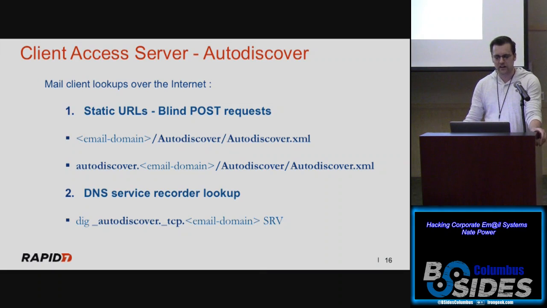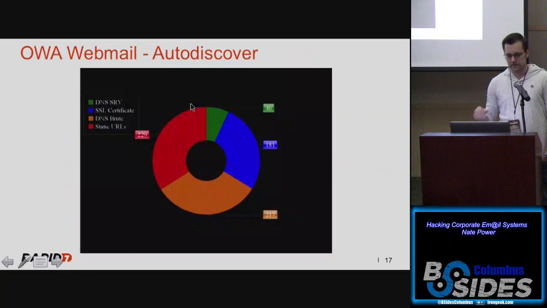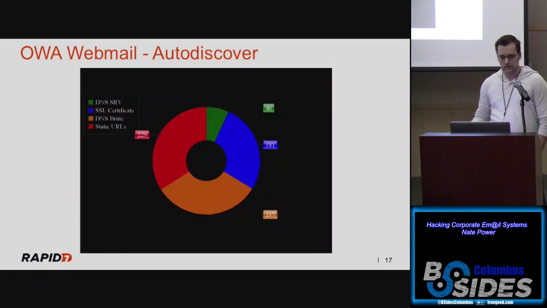But how it's actually finding the Autodiscover service is it's looking at static URLs, doing blind post requests to these two guys here. And then it's actually doing a DNS service record lookup. So I took these two methods and combined them with some common methods already known on the internet, which would include DNS brute forcing. I was looking inside SSL certificates, trying to identify mail systems that way, and I ended up finding out of a sample size of 500 different email domains that the static URLs tended to be the most common method for discovery.